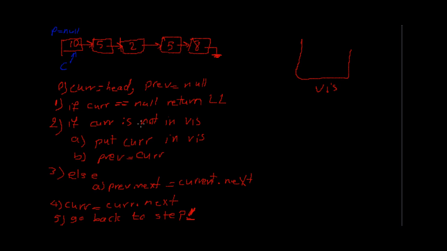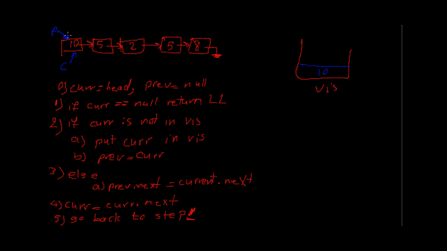If current is not in visited, so let's see, current is 10, the node 10 here is not in the visited. So I'm going to execute these 2 steps. I'm going to put current in the visited buffer, so now I'm going to put 10 in here. Then I'm going to say previous is equal to current. So I'm going to get rid of this null here, and I'm going to point this previous to this current position.